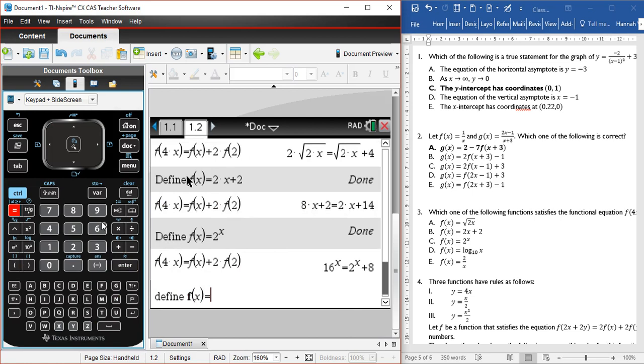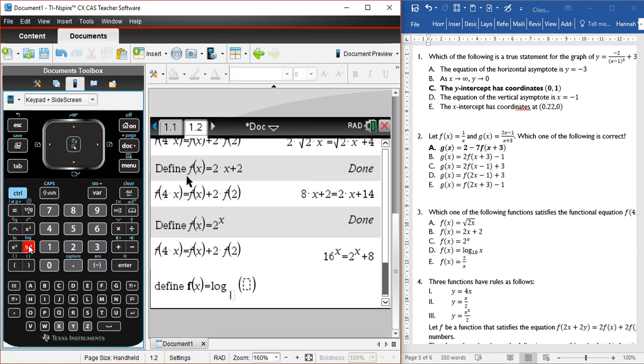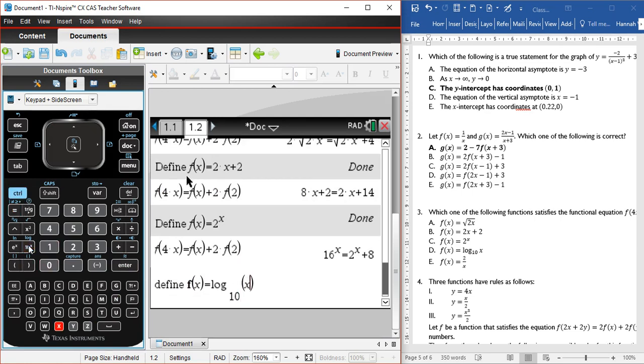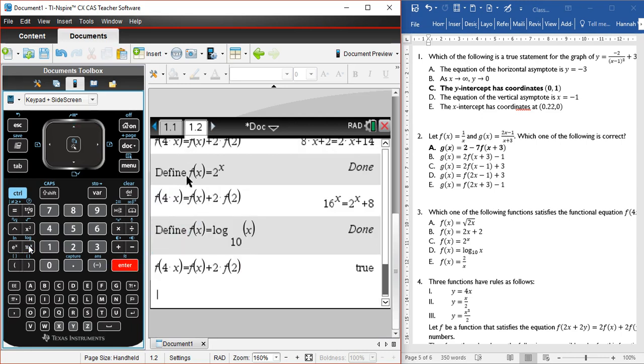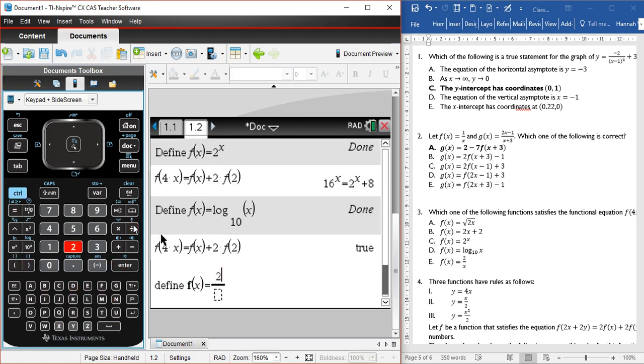D looks promising. So log to the power base 10 of x. Good. So that's implying that this statement is true for every single value of x, if that is f of x. And lastly, equals to 2 over x.